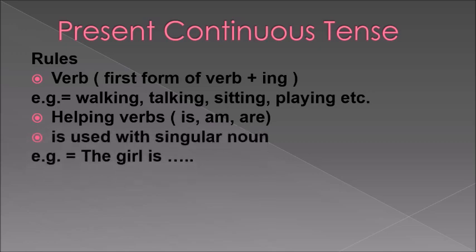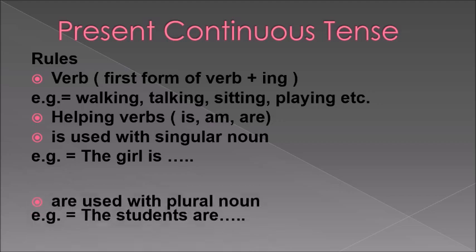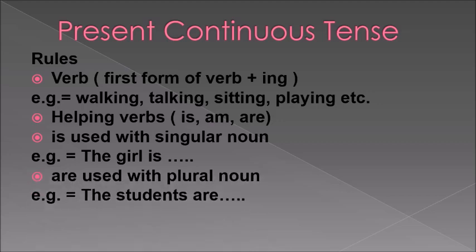Is used with singular nouns. If the noun is singular, you are going to use is. Like for example, the girl is looking at the board, the boy is watching the movie. अगर singular noun है तो आप is लगाएंगे. Are is used with plural nouns. For example, the students are playing in the field, the animals are wandering in the jungle. अगर एक से ज़्यादा noun है तो फिर आपने sentence में present continuous tense में are लगाना है.